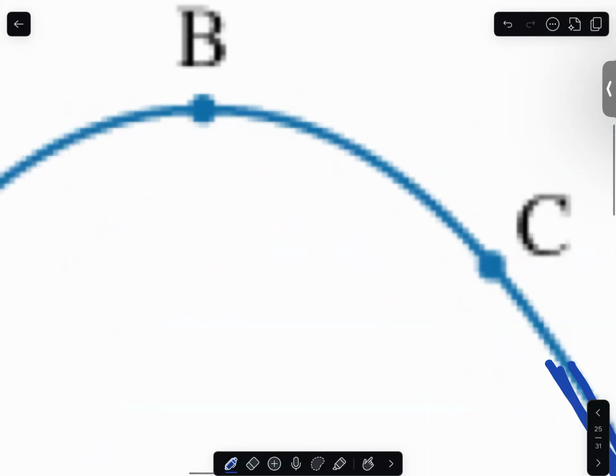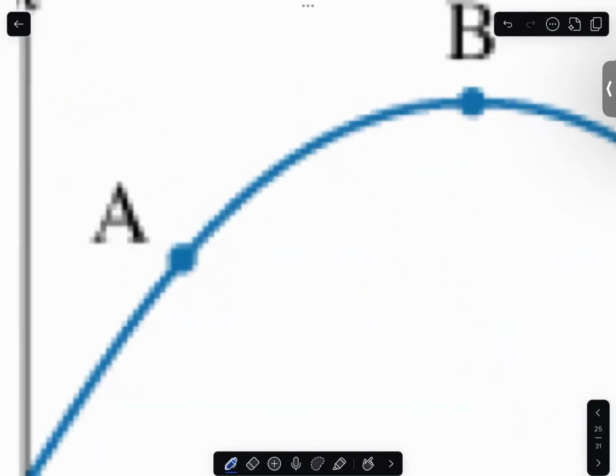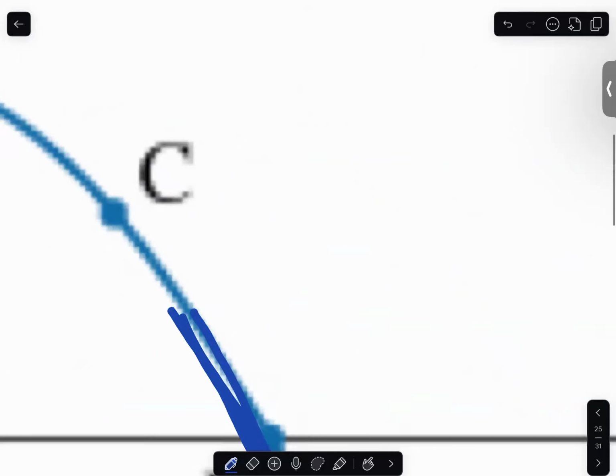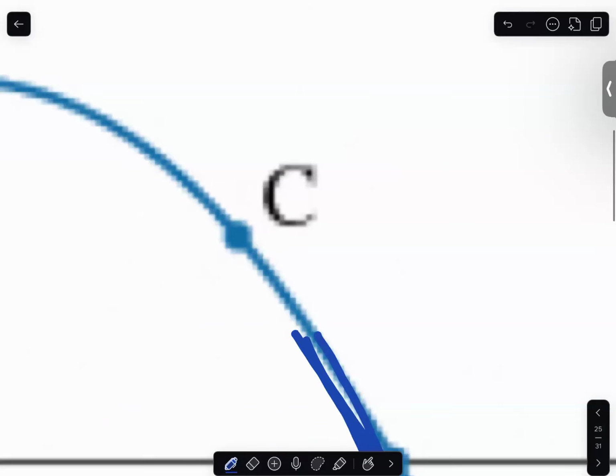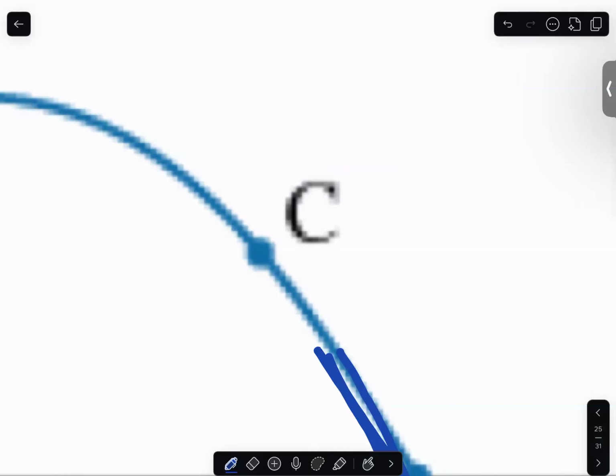Hey, which direction am I moving at A again? Positive. Which direction am I moving at C again? Negative direction. The sign of the slope, the plus or minus of the velocity on a position graph, tells you the direction of motion. Yeah?